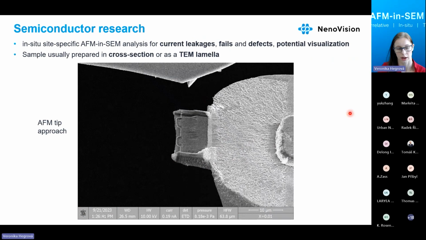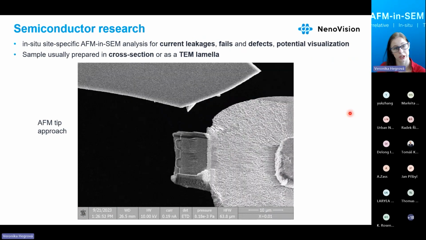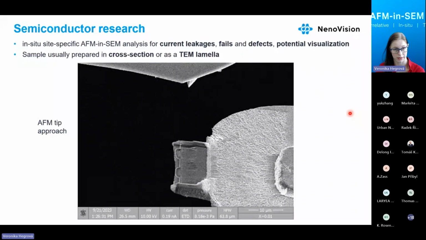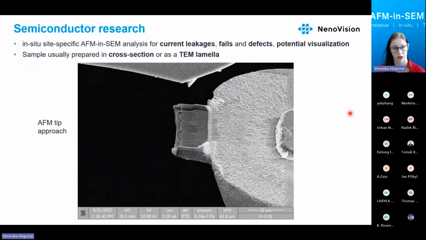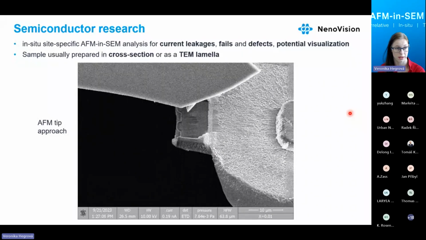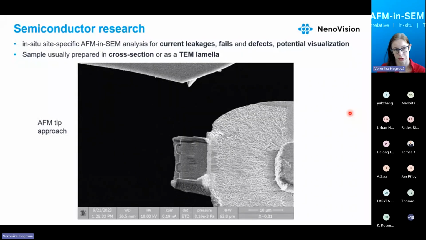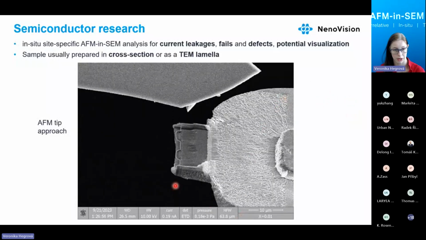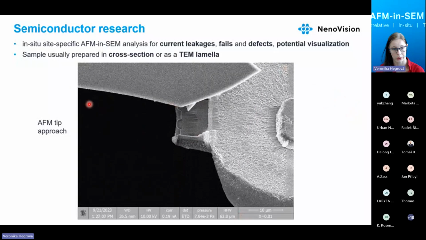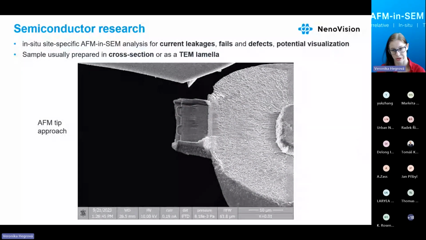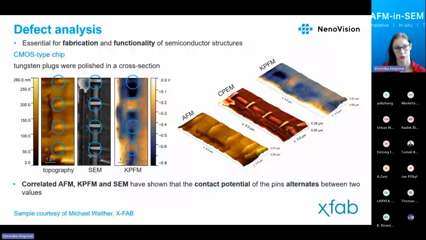And so regarding the semiconductor research, in-situ site-specific AFM-in-SEM analysis is very useful for current leakages, fails and defects, or potential visualization. Our samples are usually prepared in cross-section or as TEM lamellas. We see a TEM lamella with AFM tip approach. So you see that it is very precise.